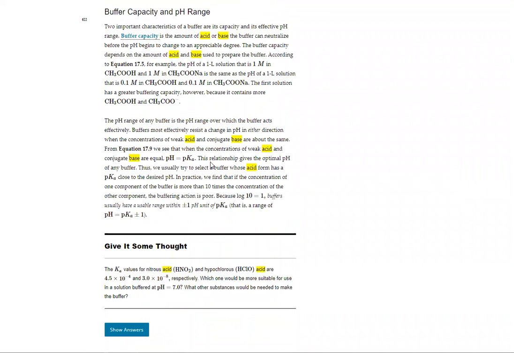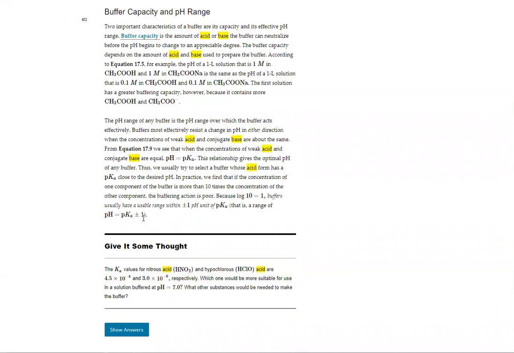When you need to. Buffer capacity and pH range. All this is saying is that a buffer only works for so long. Think about it. If you add enough of a strong acid or strong base, yes, eventually it will change the pH of the substance. But the point of a buffer is that it takes more of that to severely change the pH. So good buffers can keep it within plus or minus 1 of the pH.